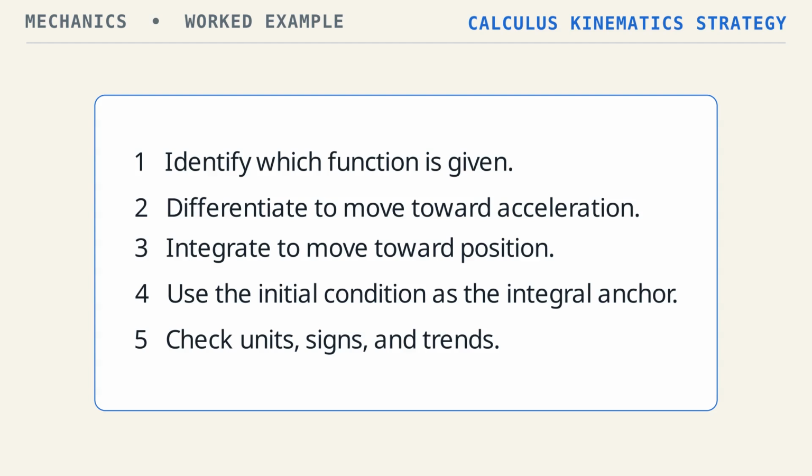The reusable calculus kinematics strategy is to identify the function you know and the function you need. Differentiate when moving from velocity toward acceleration. Integrate when moving from velocity toward position. And let the stated initial condition determine the lower limit and integration constant. Finally, check units, signs, and trends. Those defining relationships work for constant and non-constant acceleration alike.